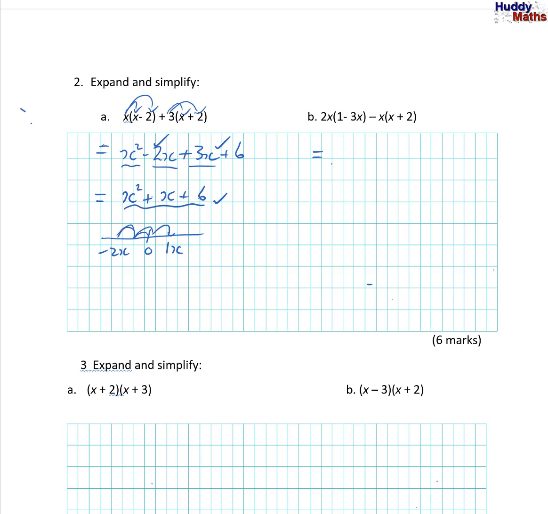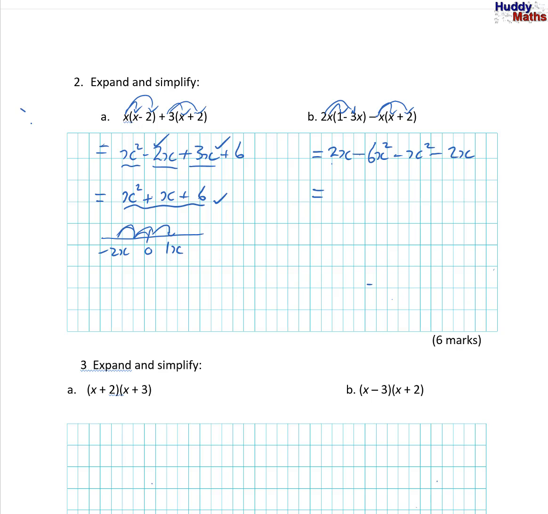Okay, let's look at the next problem. 2x by 1 is 2x. 2x by negative 3x, positive times negative is a negative, 3 by 2 is 6, x by x is x squared. So you can see they're getting harder. And then negative x by x is negative x squared. And negative x times 2, negative times a positive is a negative 2x.